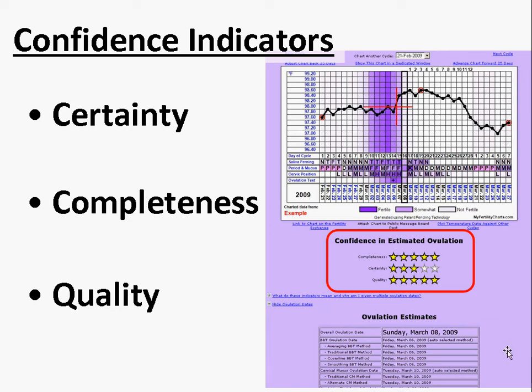MyFertilityCharts.com gives you 3 different confidence indicators, namely certainty, completeness, and quality. These indicators are shown beneath your fertility chart using a 5-star system, with 5 stars being the highest and the preferred outcome. First, let's start by talking about certainty.